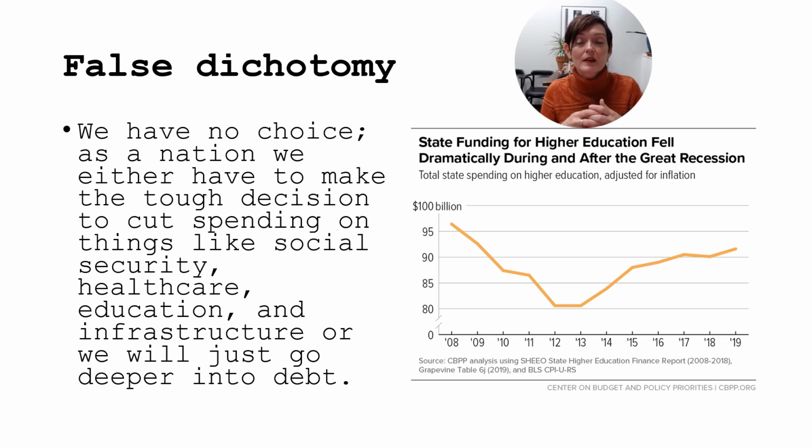So here's one example. We have no choice. As a nation, we either have to make the tough decision to cut spending on things like Social Security, healthcare, education, and infrastructure, or we'll just go deeper into debt. So here's a little graph of the state funding that's been cut for higher education after the recession. So is it true that we only have two choices? We either have to cut spending or go deeper into debt? No, in fact, there are many other choices that our government could make than just those two. There's a whole host of options other than those.